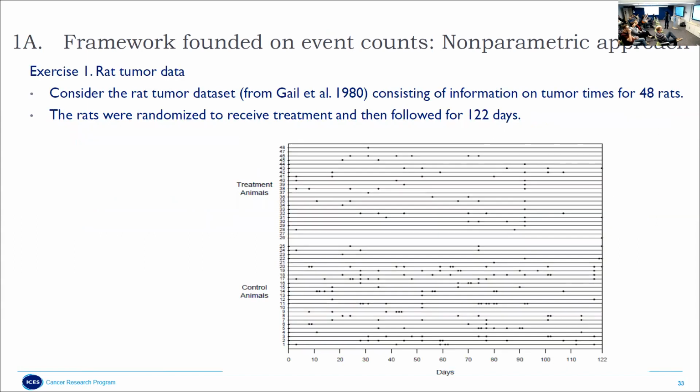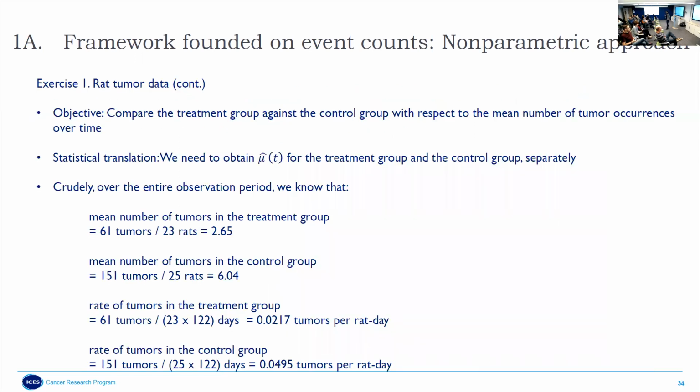So this is open source data. It's data on tumors in rats. Now it consists of 48 rats. Some have been randomized to some type of treatment, and the others are controls. They're all followed for 122 days. So I have treated rats and control rats, and I'm looking at time to tumors. So that's what the recurrent event is here. In this plot, every single dot represents when they had a tumor. The x-axis is the days from randomization. Again, open source data from Gail in 1980. And if any of you use R, it's actually available right in R, so you can grab it and play around with it.